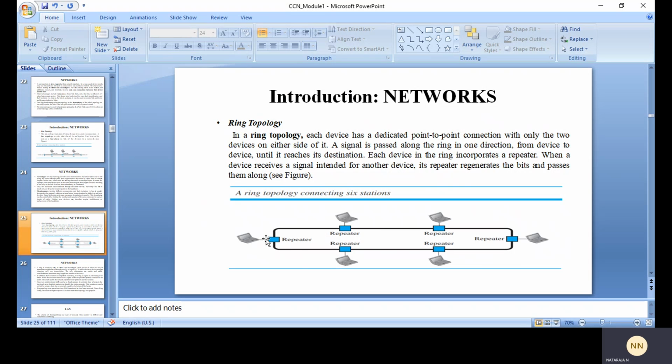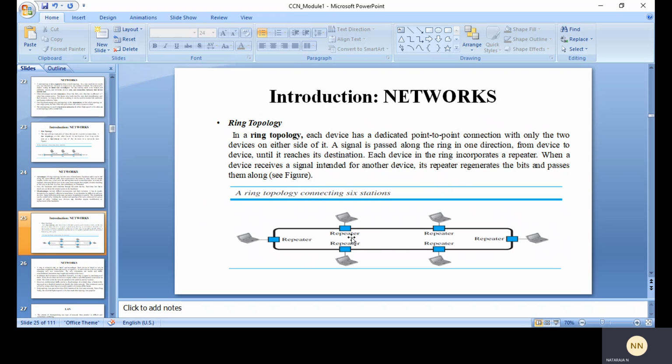For example, here all the systems are connected with repeaters. All repeaters are interconnected, and each repeater has an individual system connected. For example, I need to transmit a data packet from system 1 to system 4 or 5, anything. Now I am going to transmit data. The data will travel throughout the network. It will be passed to every system.